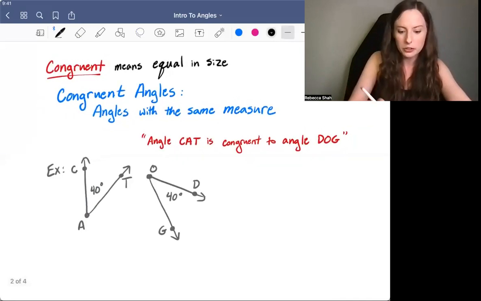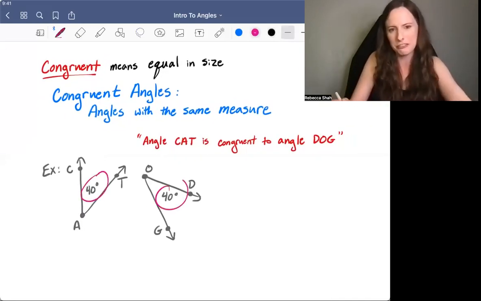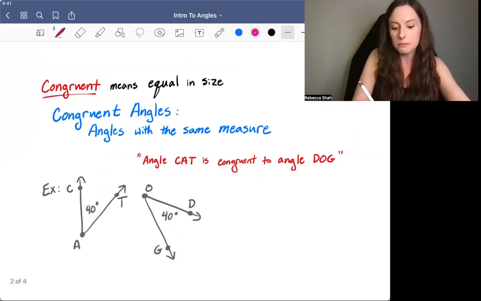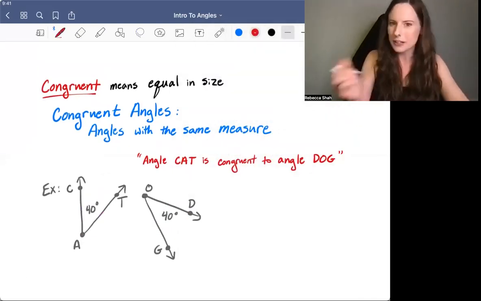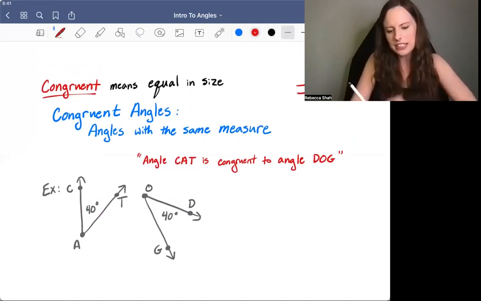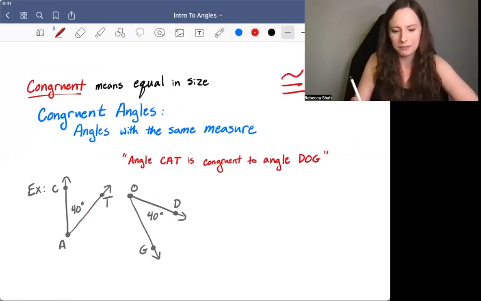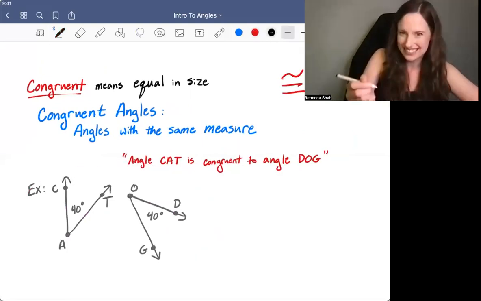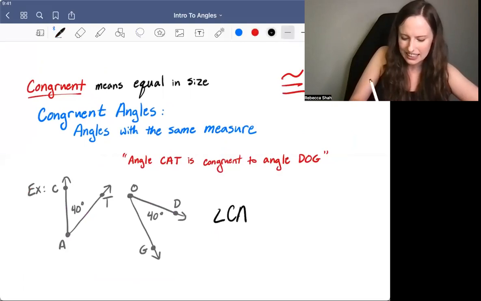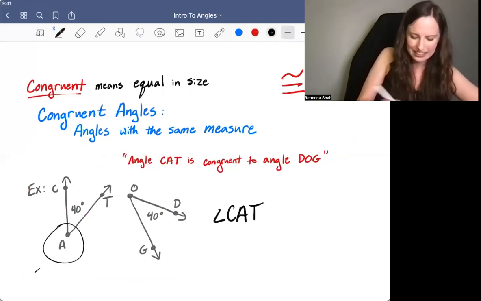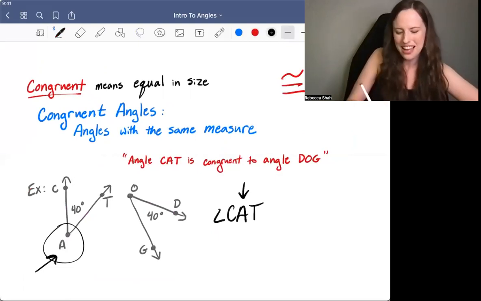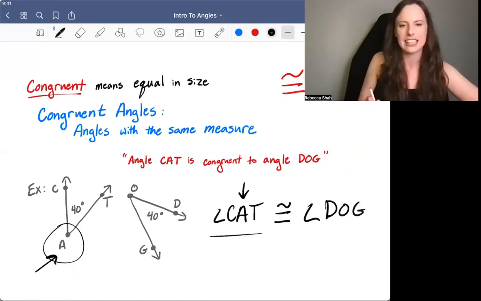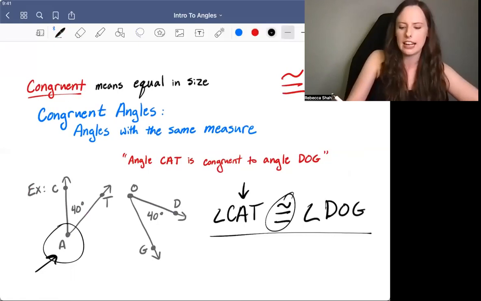All right, and last but not least, two angles that have the same measure are called congruent. So here we have two congruent angles because they both have a measure of 40 degrees. Now this word congruent has its own special symbol. It's an equal sign with a little squiggly above it. So if I wanted to write about these two angles being congruent, I might say angle CAT, and notice that angle has a vertex of A, so I'm putting A in the middle. I'm using my congruent symbol, and then angle DOG. So I would read this as angle CAT is congruent to angle DOG.